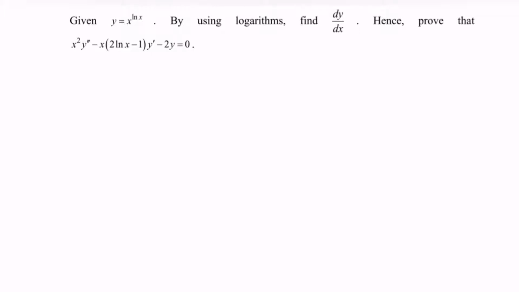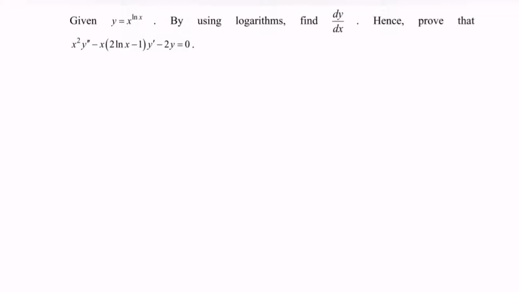Hello everyone, in this video I'm going to discuss the topic differentiation. Given y equals x to the power ln x, by using the logarithm, find dy/dx and hence prove that x squared y double prime minus x bracket 2 ln x minus 1 multiplied with y prime minus 2y equals 0. So there are two parts to this question. Part number 1, find dy/dx by using the properties of log.